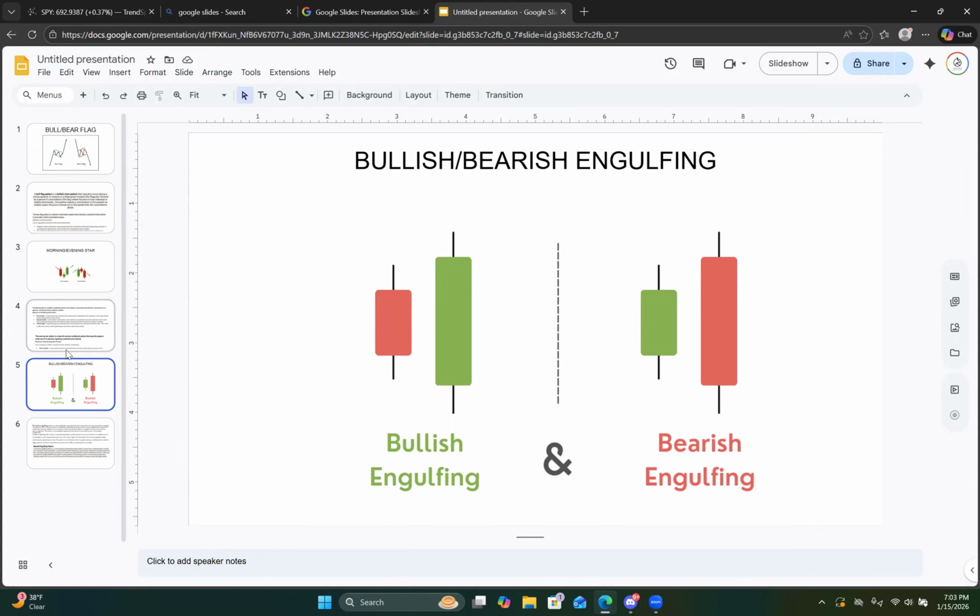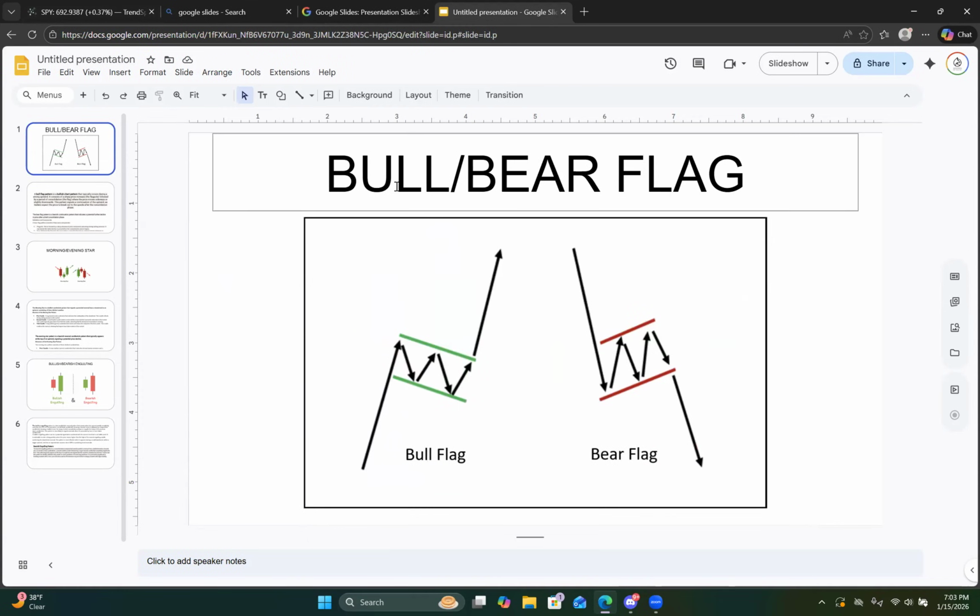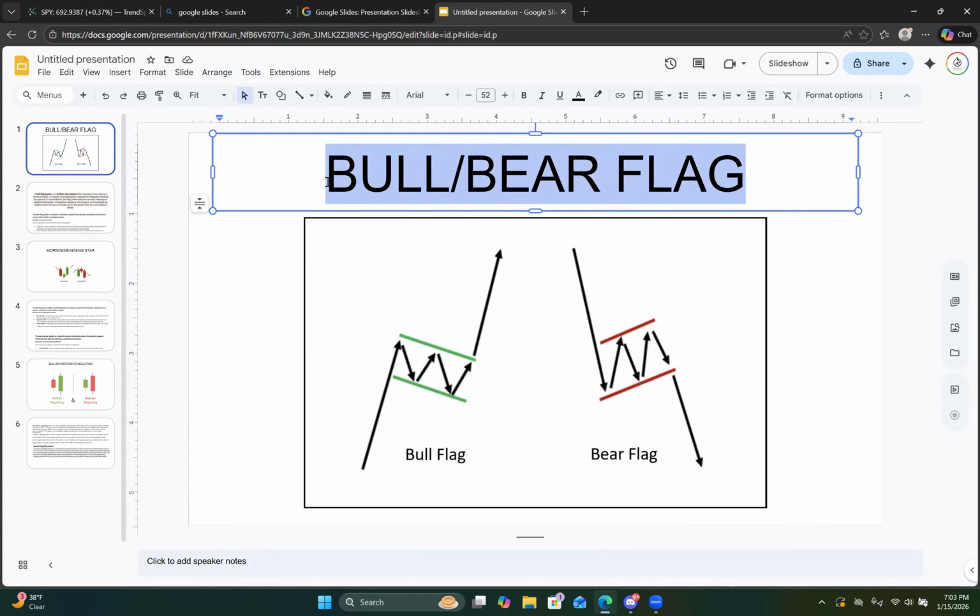Bull, bear flag, morning, evening star, bullish and bearish engulfing. Just go do it, right? It's going to help you. And like you said, I'm not looking every day for these. Really, if you just pay attention to bull and bear flags, you can literally make a living trading just these two. I promise you. I swear.